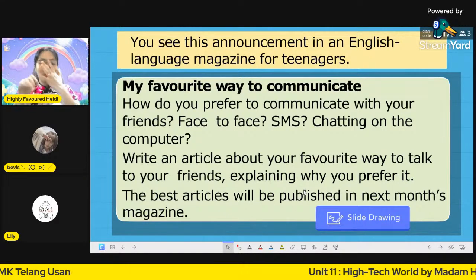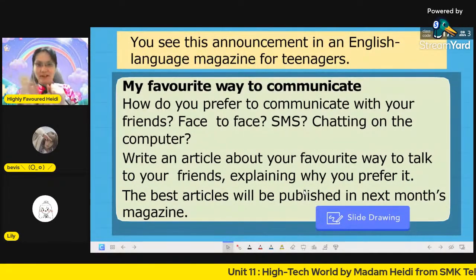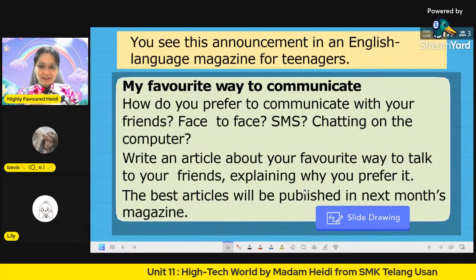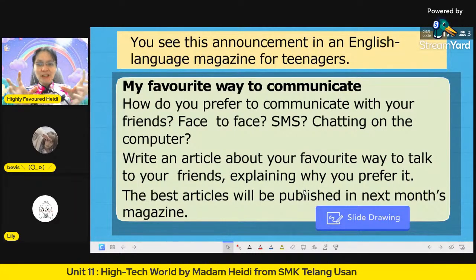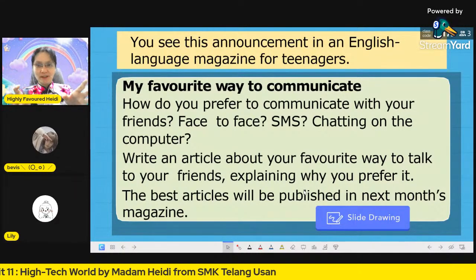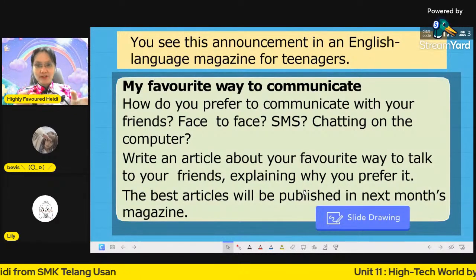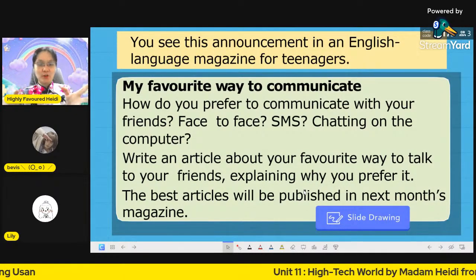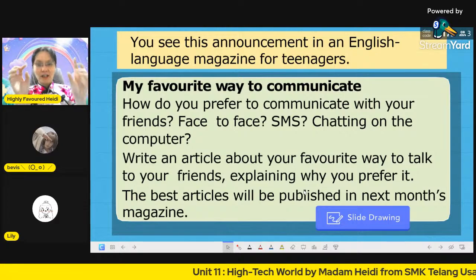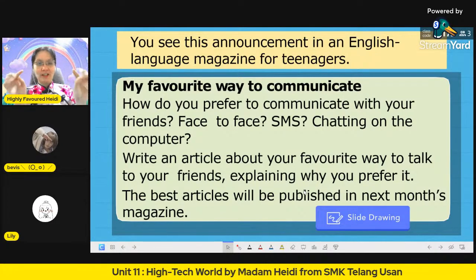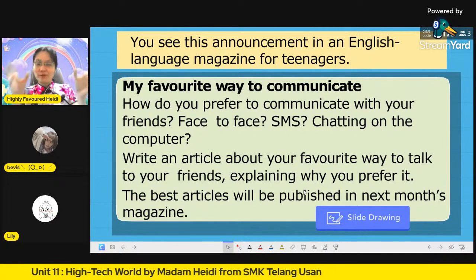Okay, so before I proceed to the actual article given, I would like you all to tell me which one you prefer to communicate with friends, is it face to face or SMS or chatting on the computer? So you give me whichever you choose, and then give me one reason. If you have two, go ahead.